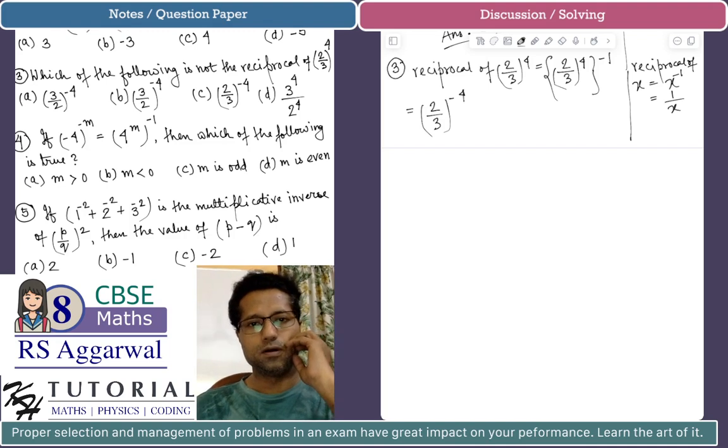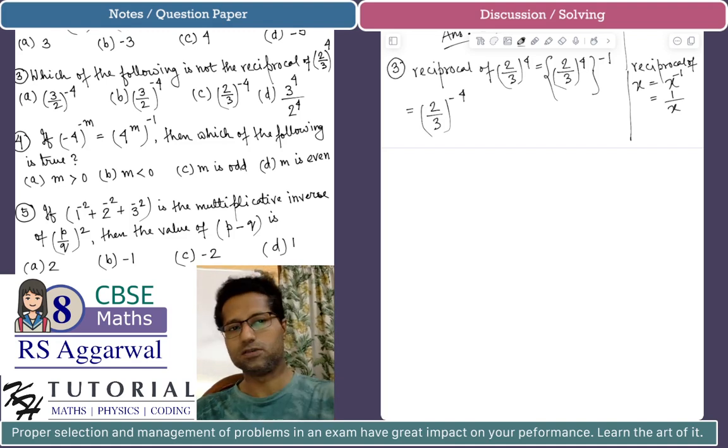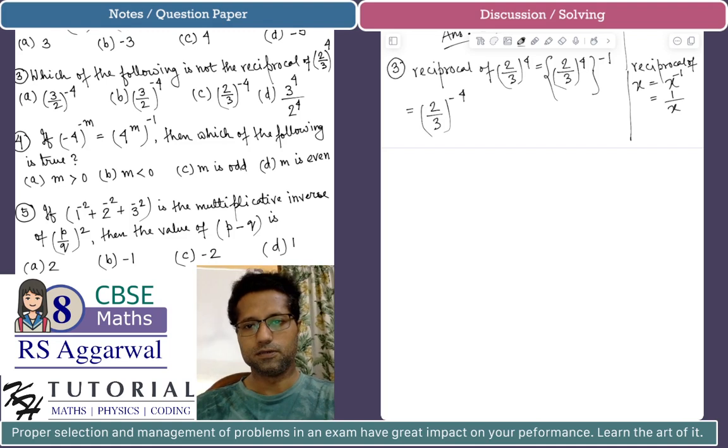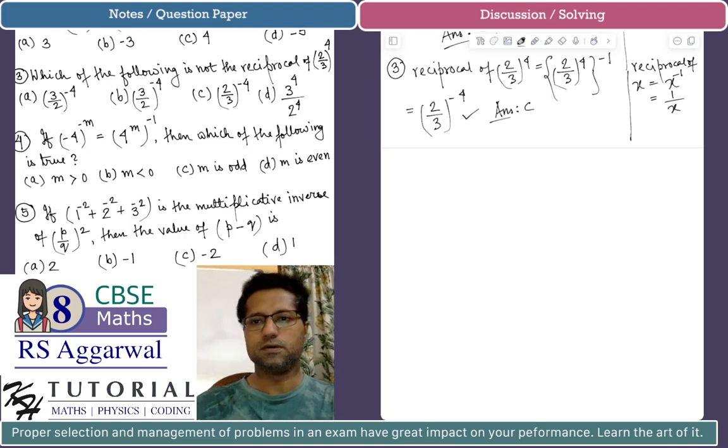Now, depending on the values in the choices given, you have to see how to express the reciprocal. So this is the reciprocal. If you see choice A, it is definitely not matching our result. Choice A also has the power minus 4, but the base is 3 by 2. We need a power of minus 4 and base 2 by 3, which is definitely choice C. So choice C is the correct choice.